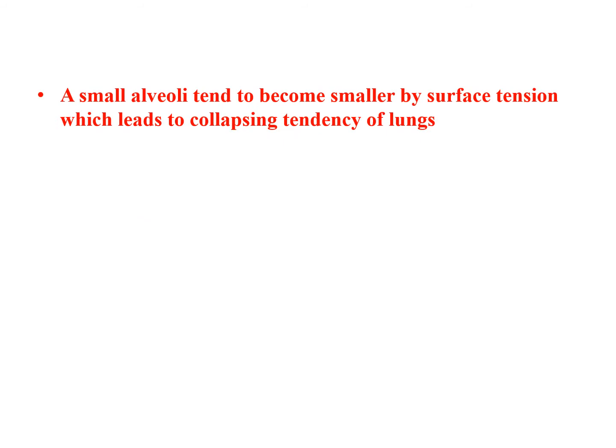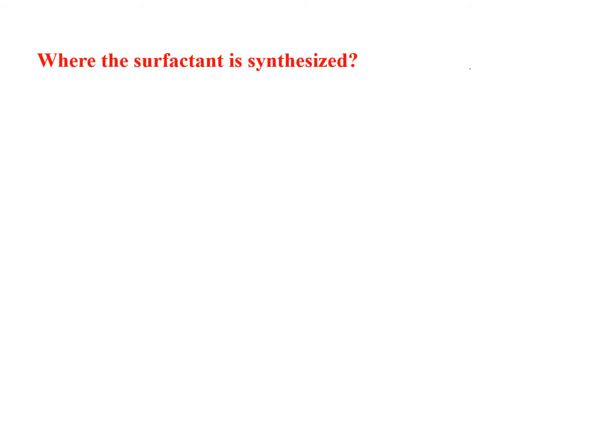Thus, small alveoli tend to become smaller by surface tension, which leads to the collapsing tendency of the lungs. How is it prevented? It is prevented by surfactant. Where is the surfactant synthesized? The surfactant is synthesized by two important cells, type 2 alveolar cells and Clara cells.